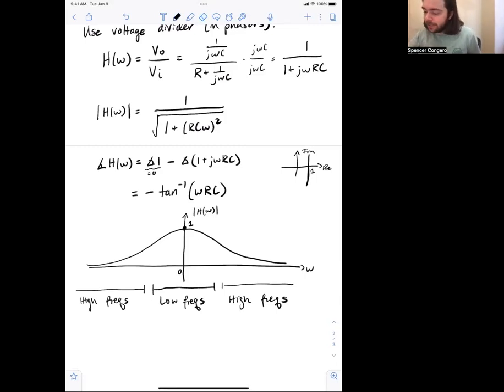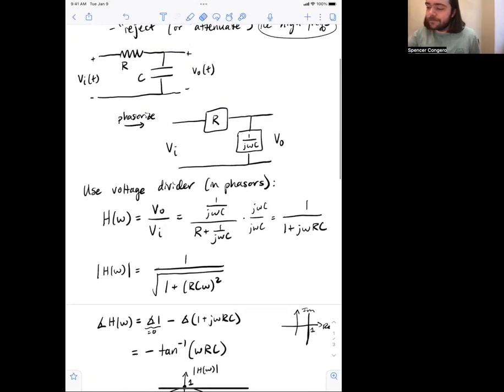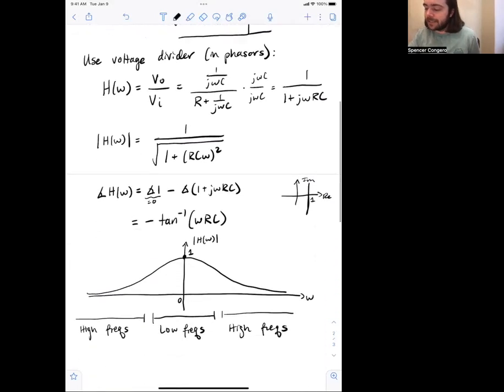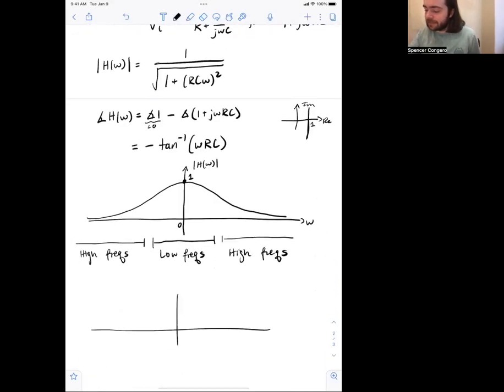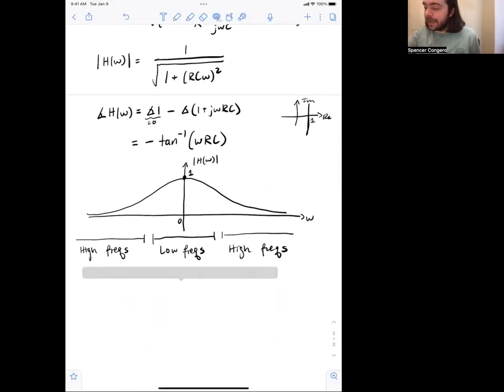Well, for all of the frequencies in this range, the magnitude of the frequency response is close to 1. Again, this is such a simple circuit, there's only 2 elements, that we can't expect it to be ideal. An ideal low pass filter might look something like this: all the low frequencies get passed through completely the same, magnitude 1, and all the high frequencies are completely rejected, completely killed, magnitude 0. But that's in an ideal situation.